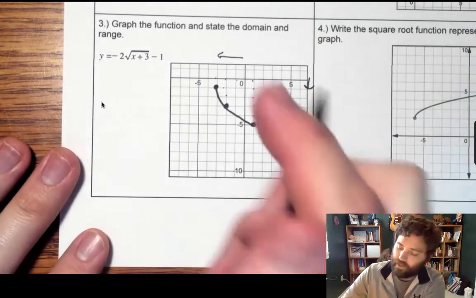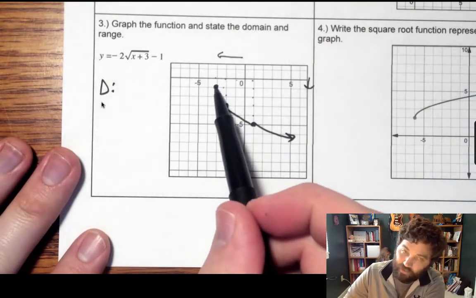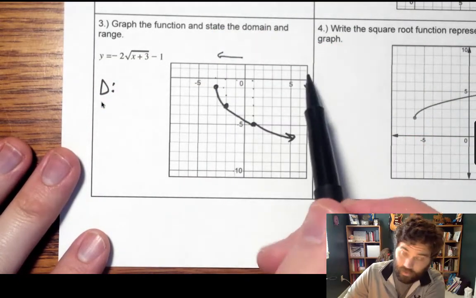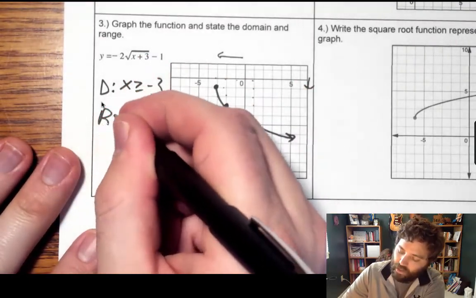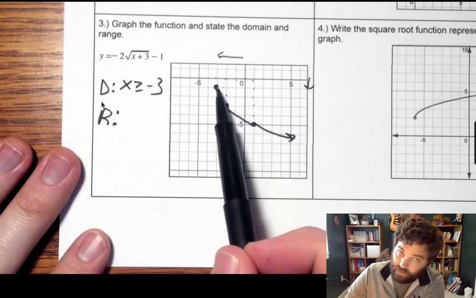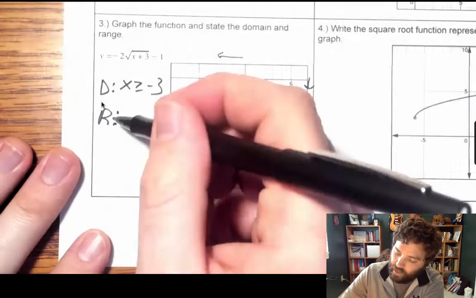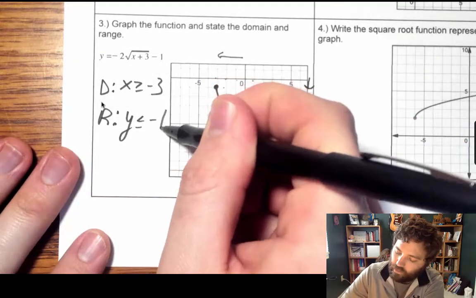All right, and then we need the domain and range. So the domain, all x values covered by the graph. You can see the graph starts here at -3, goes forever to the right. So it's x greater than or equal to -3. And the range is all the y values covered by the graph. You can see it starts here at -1 and goes down forever. So that's y less than or equal to -1.